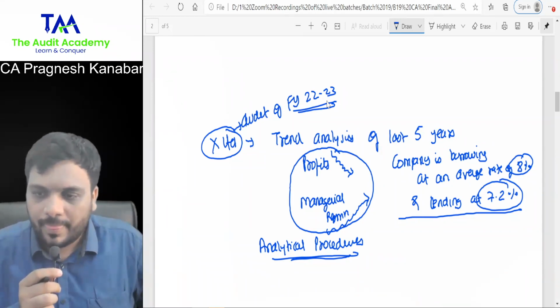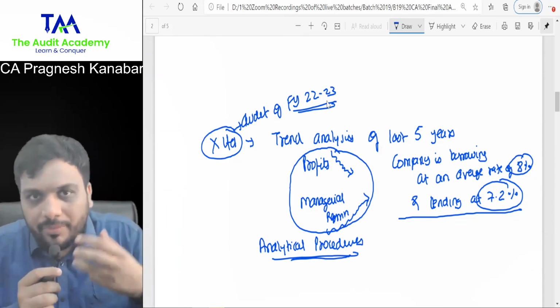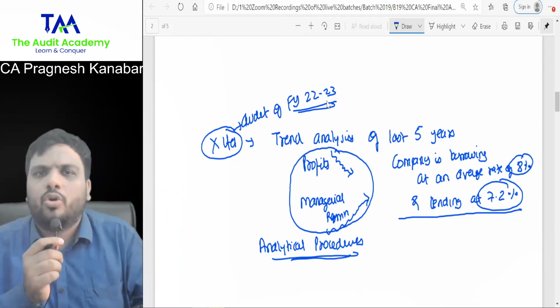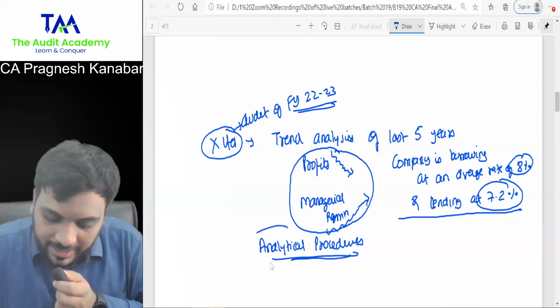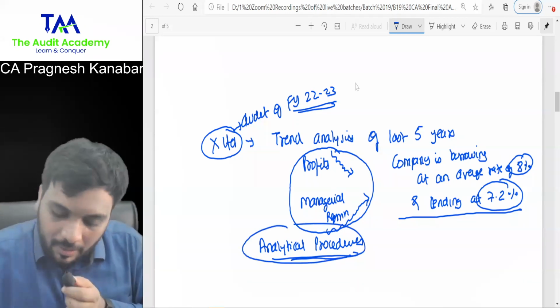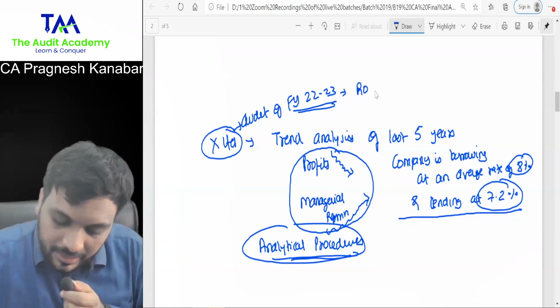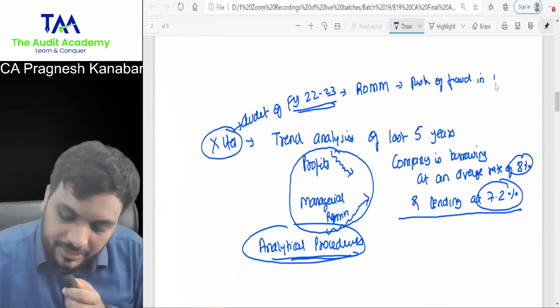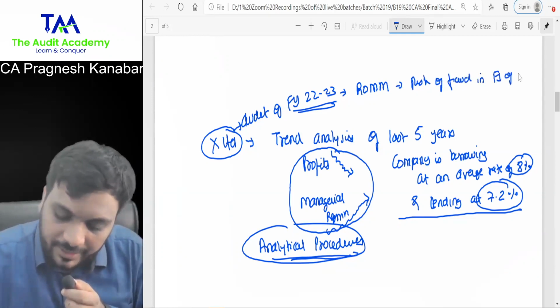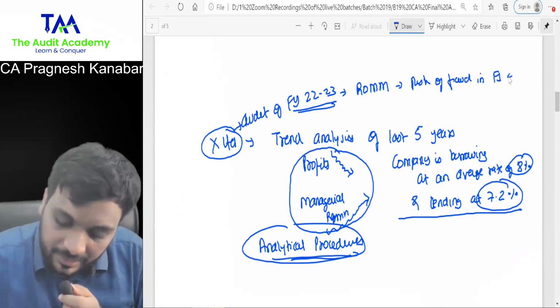No. Were you able to verify anything of 22-23? No, no. But can I say that by performing this analytical procedure, you found out that there is a risk of material misstatement, a risk of fraud in the financial statements of 22-23? Yes or no, sir? Yes, sir.